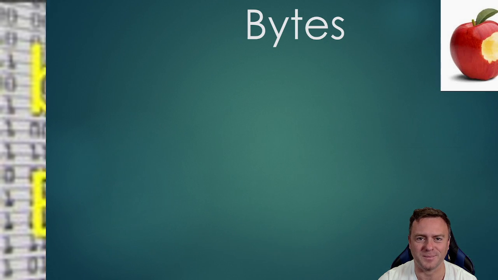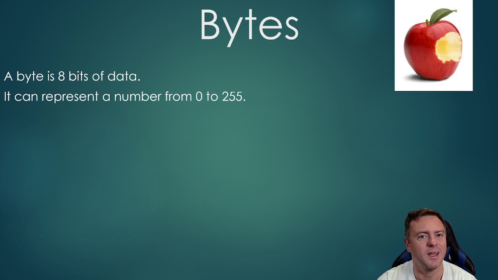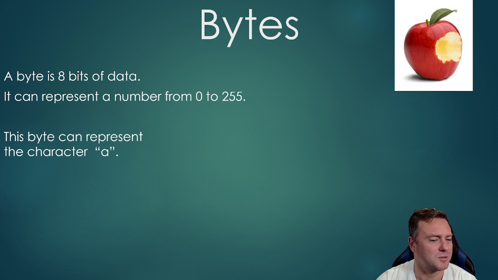Pretty cool. So like you talked about there, basically a byte is 8 bits of data, and it can represent a number from 0 to 255. So a byte can also represent a character, which is what we saw before in ASCII when we did those 8 bits using zeros and ones.